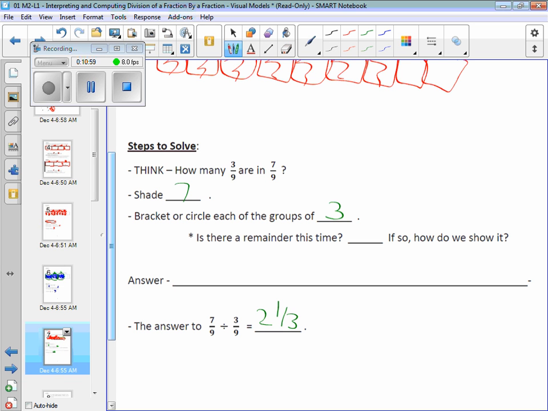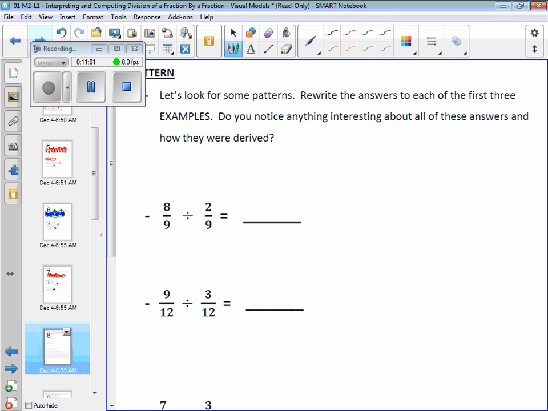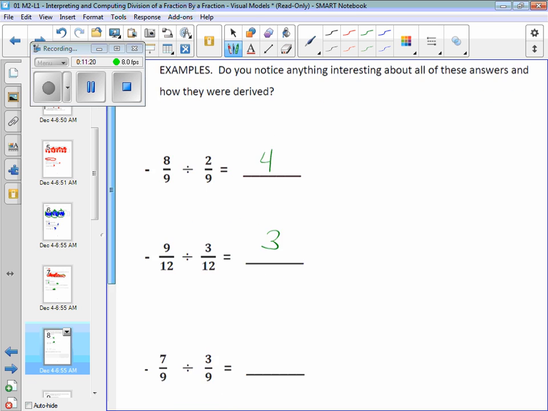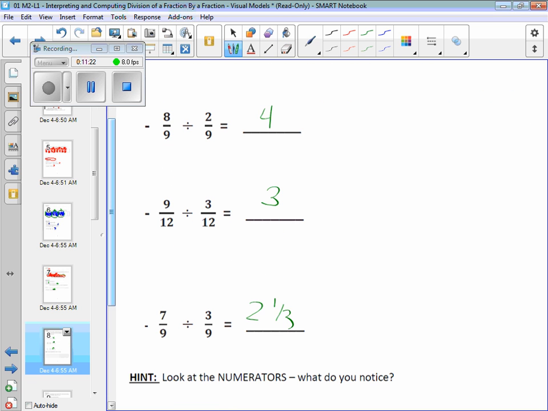All right, go to the next page, and this is my question for you. Do you guys see the little shortcut that you can take? Do you see the pattern or the shortcut? Yeah. To help you, let's just refresh our answers. You've done these already. 8/9 divided by 2/9. When you did it, the first example was 4. This was 3, and the one we just did is 2 and 1/3. Do you see the shortcut? What do you notice? Take a look at the fractions. Look at the answer.